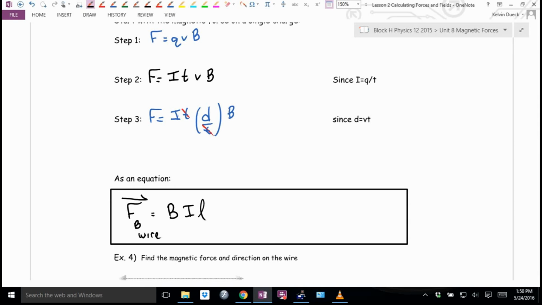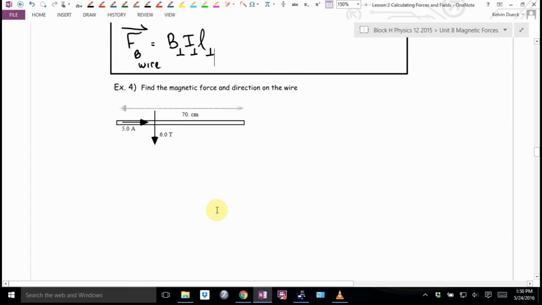Oh, okay. Except for this to work, the magnetic field and the current and the length of wire all have to be at right angles. Otherwise, your right-hand rule doesn't work. It requires 90 degrees. You can see it, though. L, length, distance.